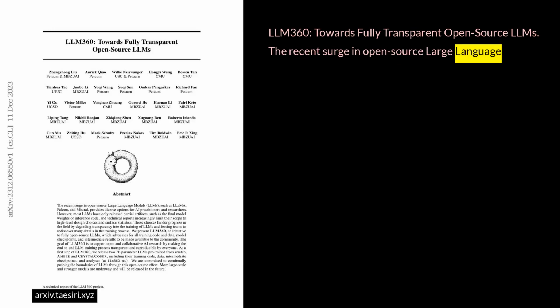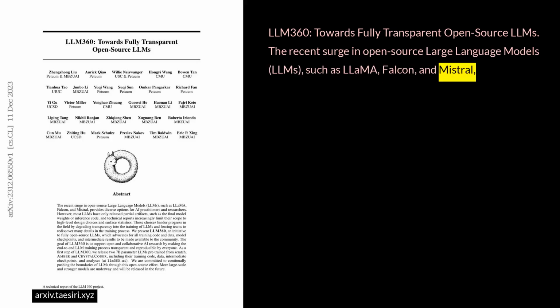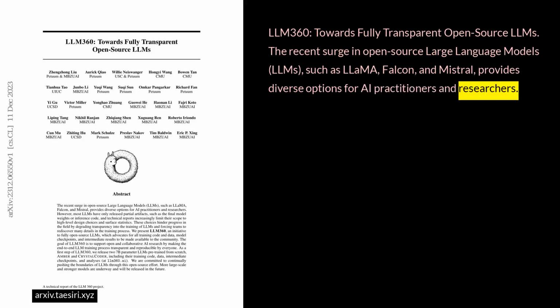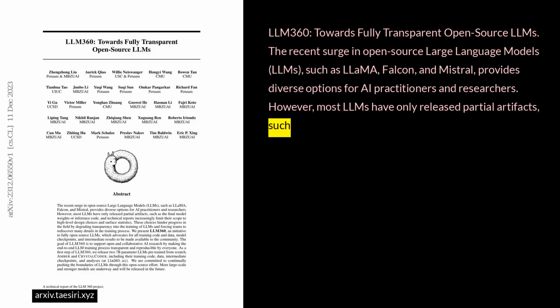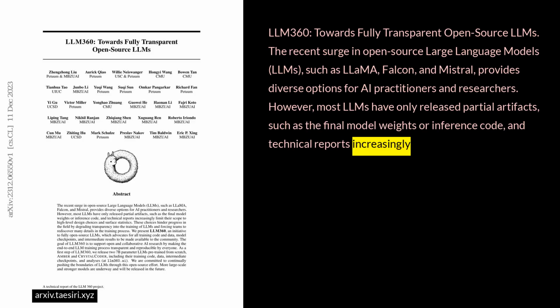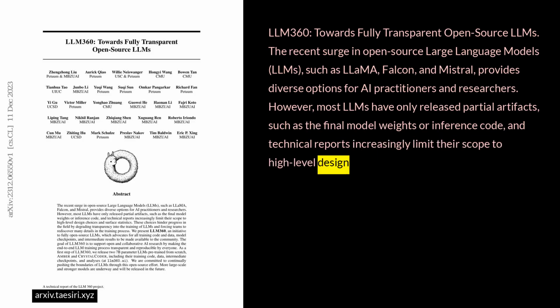LLM 360, towards fully transparent open-source LLMs. The recent surge in open-source large language models, LLMs, such as LLama, Falcon, and Mistral, provides diverse options for AI practitioners and researchers. However, most LLMs have only released partial artifacts, such as the final model weights or inference code, and technical reports increasingly limit their scope to high-level design choices and surface statistics.